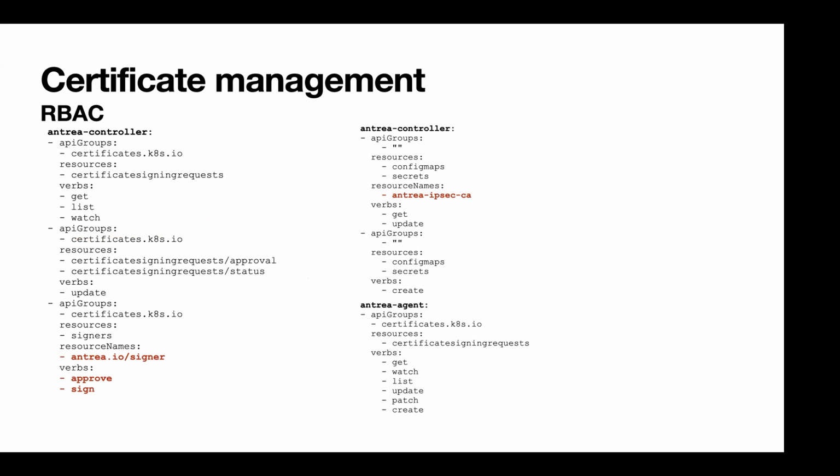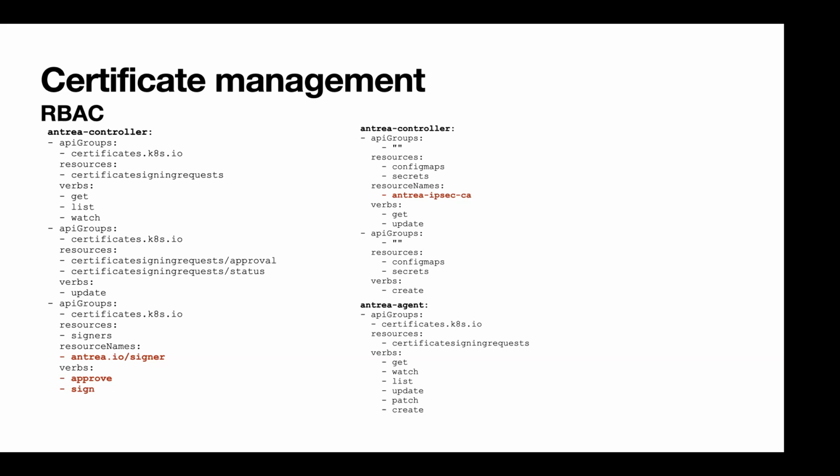For Antrea controller, as you can imagine, we need to give it permission for list and watch the certificate signing requests APIs. And the more important, we need to assign permission for the approve and sign verbs to the Antrea.io signer. Yeah, the signer name as I said earlier. So it will make sure that the Antrea controller will only approve and sign the requests with the desired signer name. It will not touch any other CSRs with other signer names.